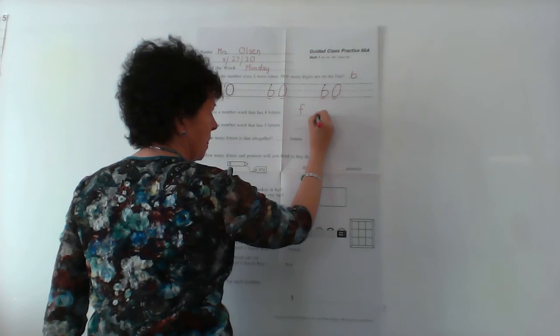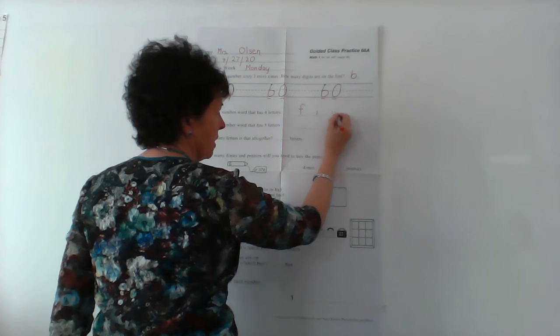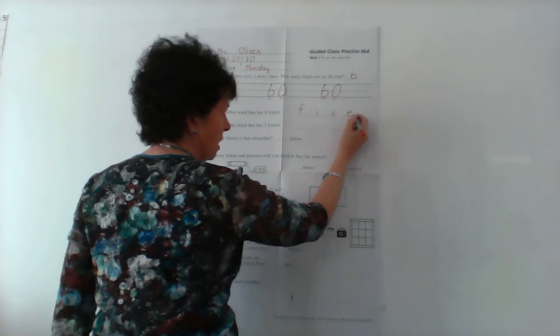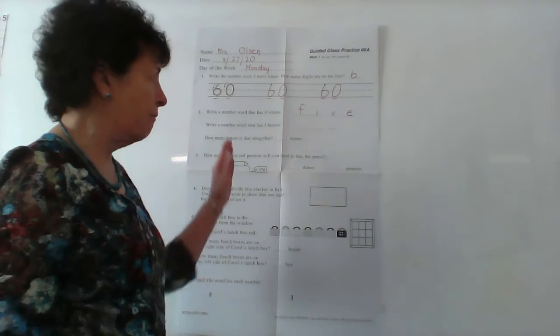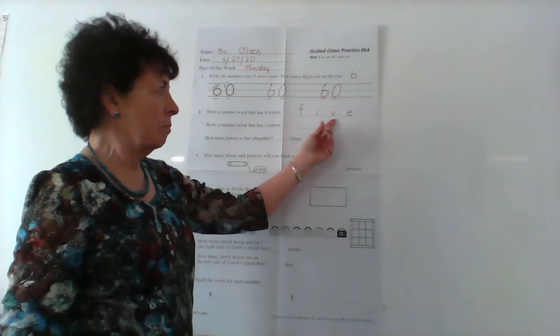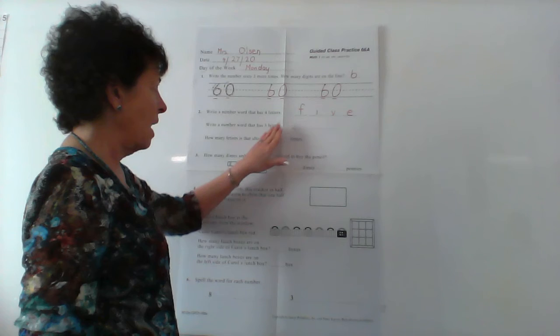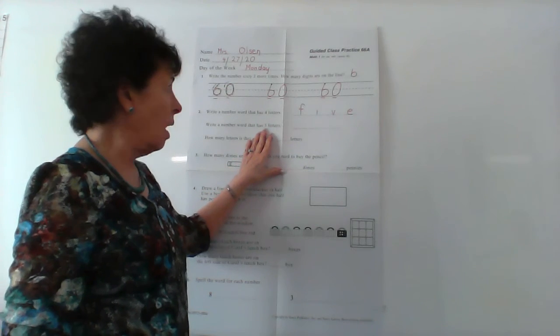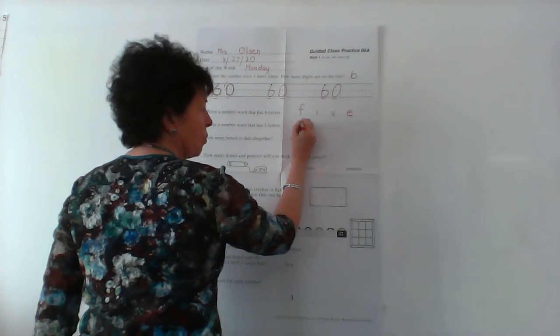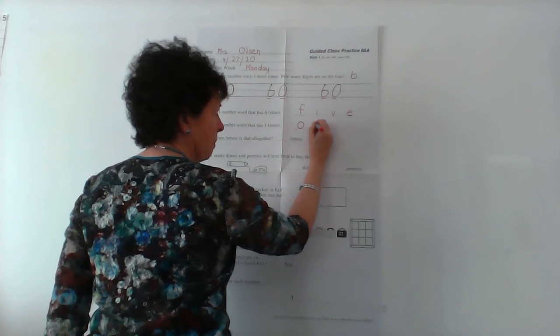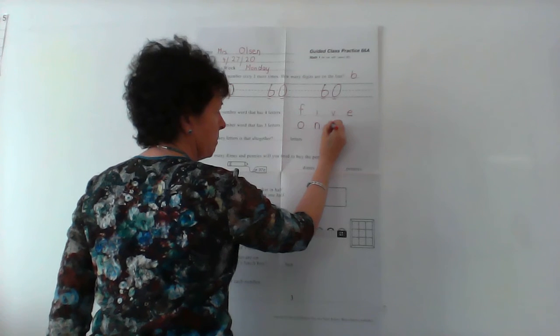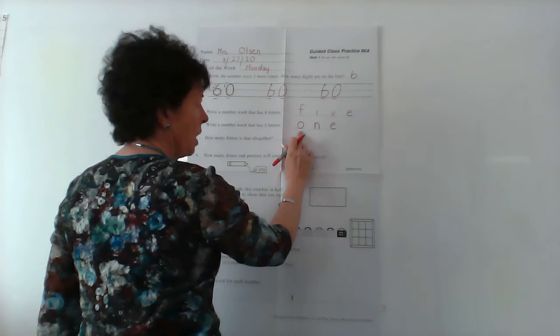F, I, V, E. You can pick any of the digits, any of the number words that have 4 letters in them. When you're finished with that, you're going to find a word that has 3 letters in it. Well, I'm just going to go ahead and use the first number, 1. That has 3 letters, 1, 2, 3.